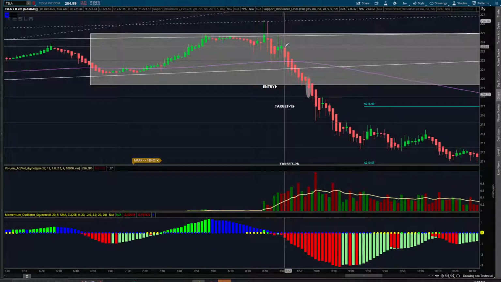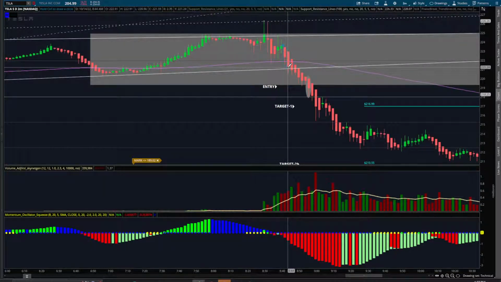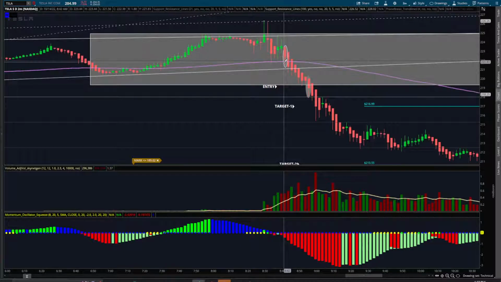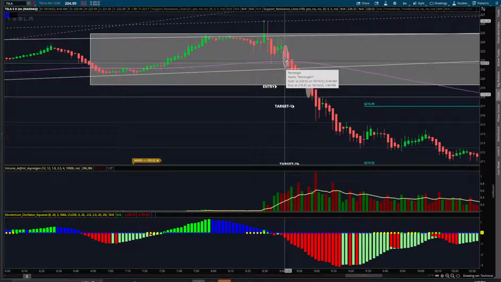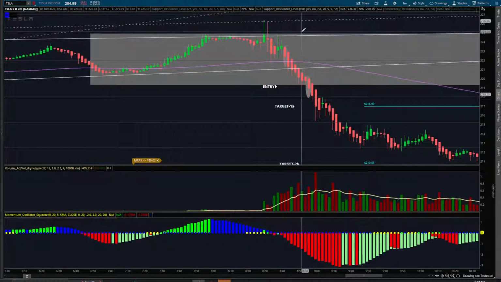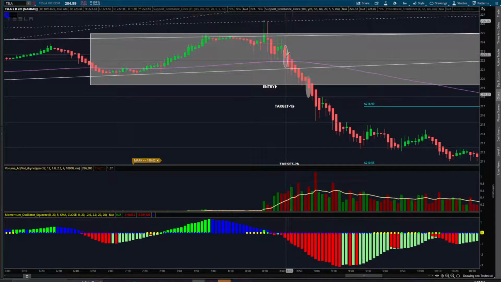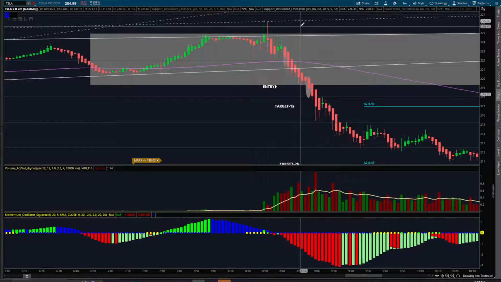Could you have gotten in here? You could have. Could it have worked out? Maybe. But the more you do that, you're going to get caught in a big bounce to the upside, right? Because look, we bounced off the 200, boom, we came back to the 200. This could have easily just bounced right back up and got you out of your position and taken a loss.